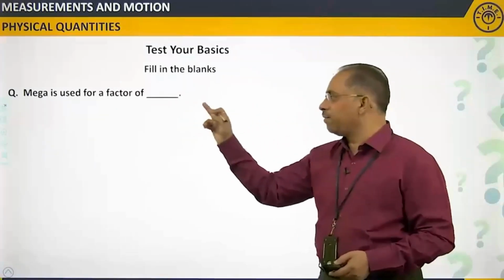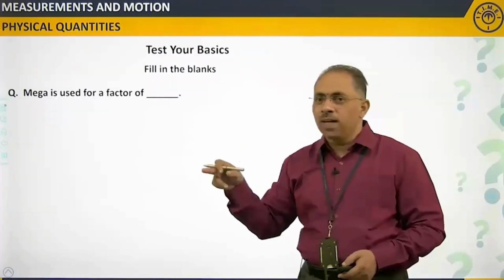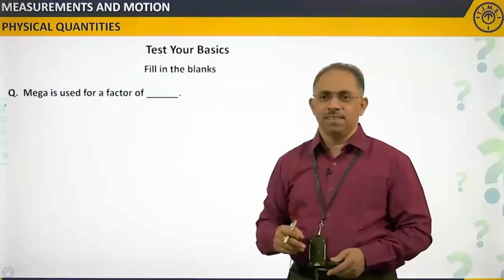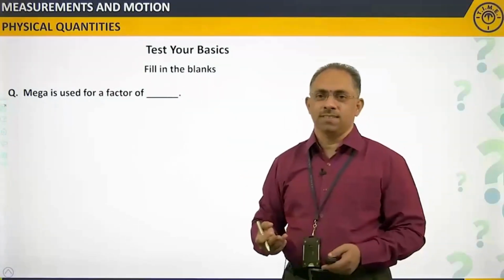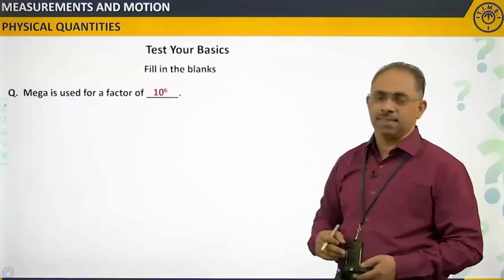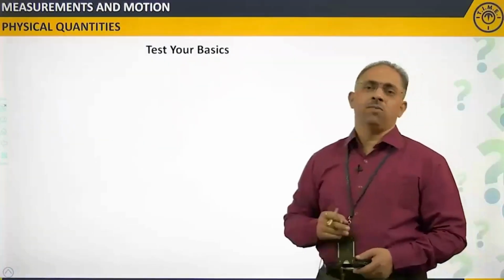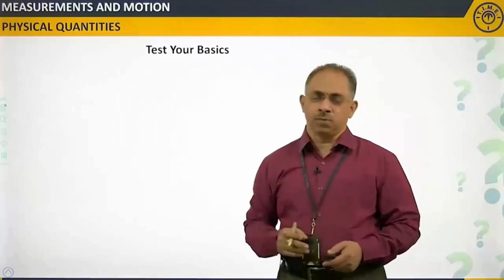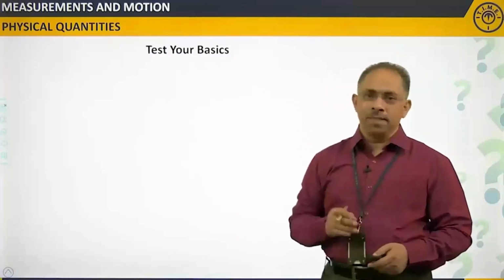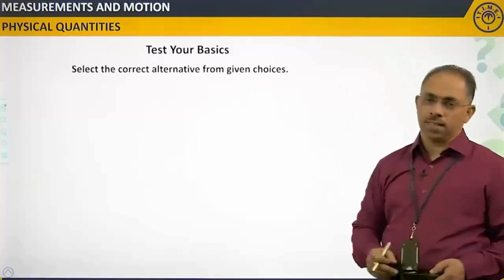Mega is used for a factor of dash. Just now we have seen 10 power minus 6. Mega is what? Yes, it's for 10 power 6. So far we have done some fill in the blanks questions. Let us look now at some multiple choice questions. We need to select the correct alternative from the given choices.